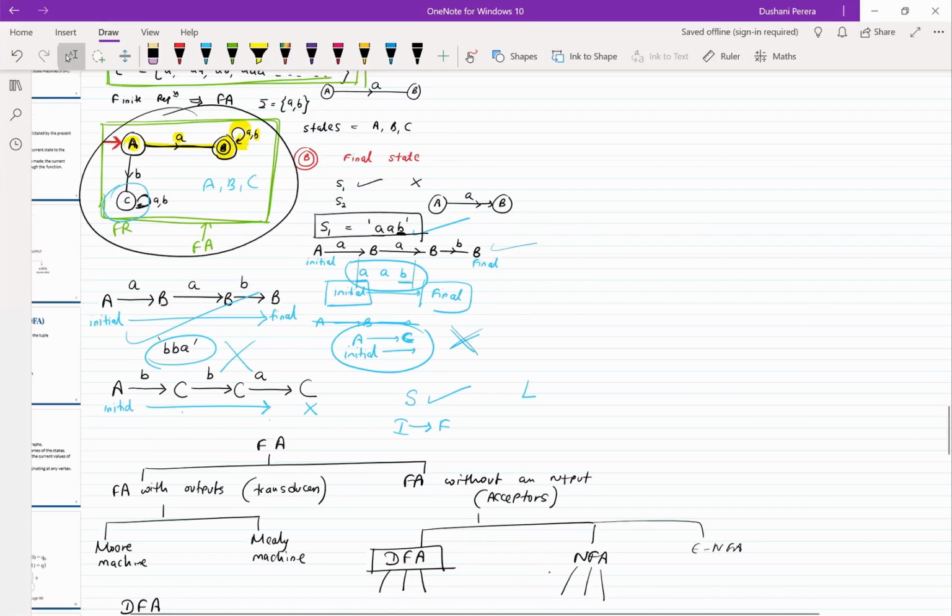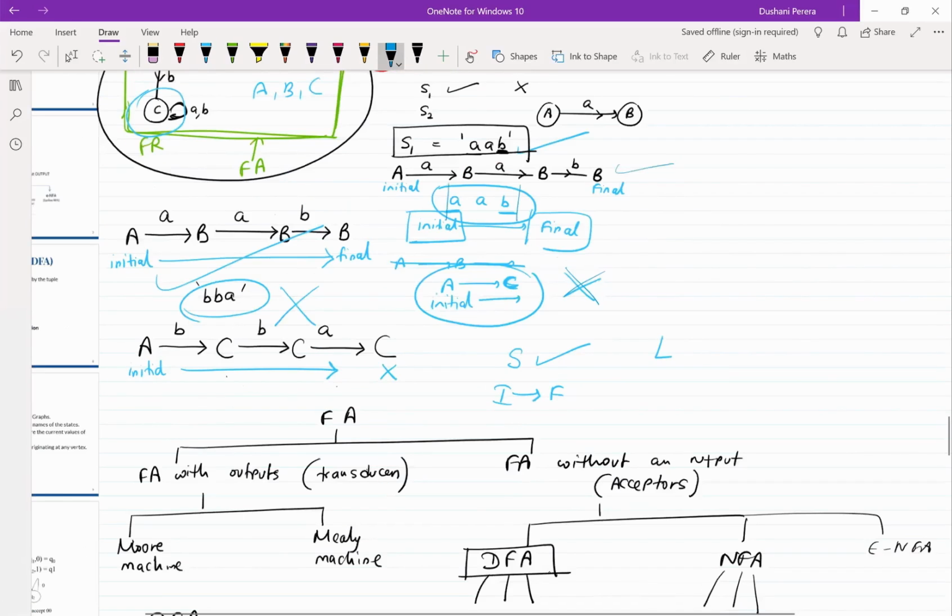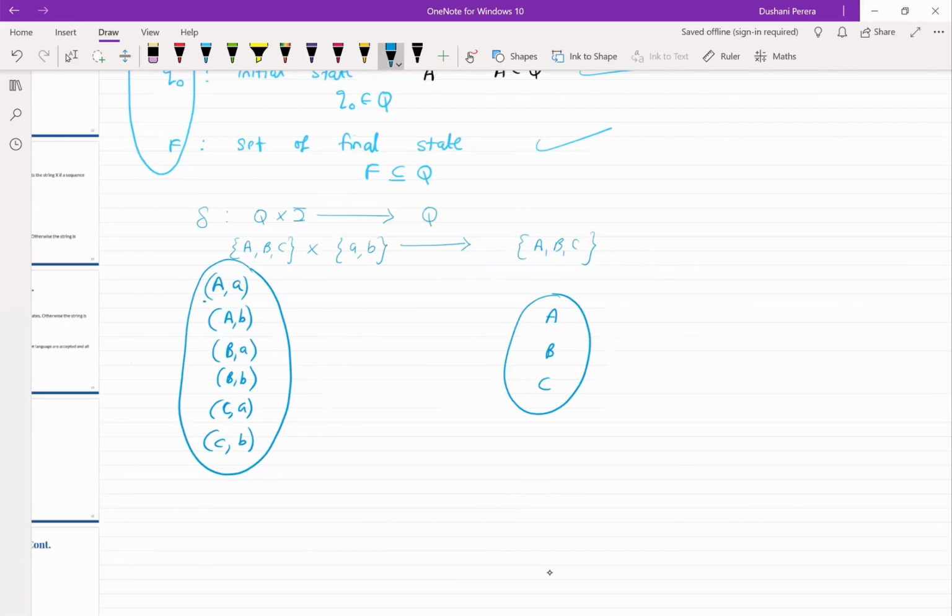Okay, see, now if we are at A, and we are given the input symbol A. When we're at state capital A and the simple A input comes, where do I go? I go to B. Which means when I'm at A and when I get the simple A input symbol, where do I go? I go to state B.